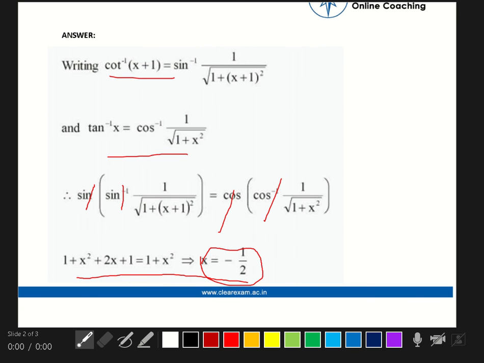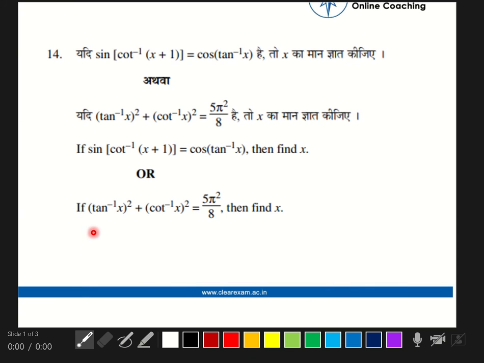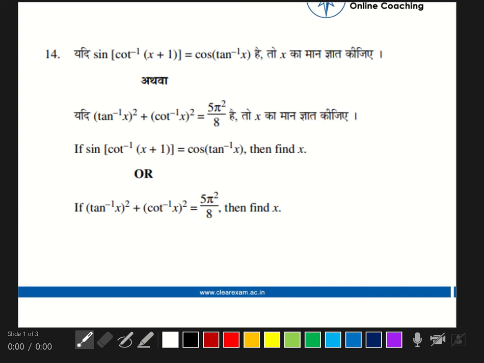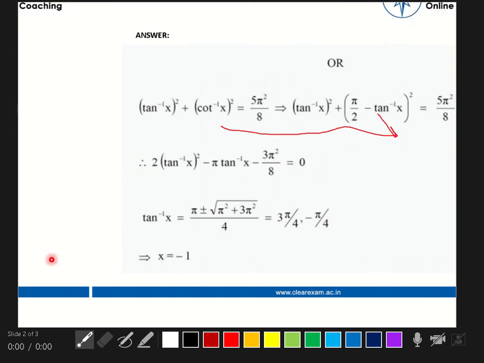Now come to the second part. Here is the question: if (tan⁻¹x)² + (cot⁻¹x)² equals 5π²/8, then we have to find the value of x.